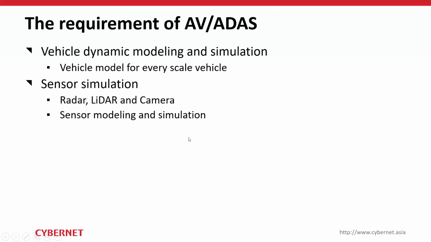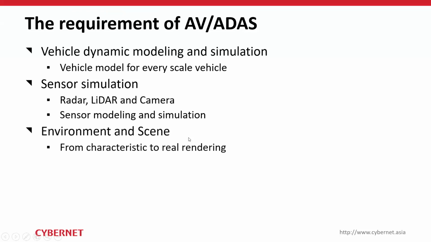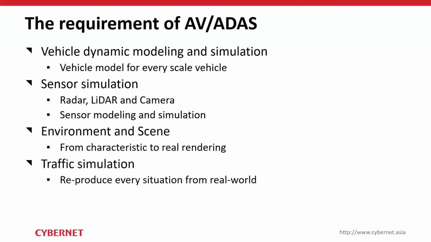The third part is the environment and the scene. We are using more and more high-resolution cameras. The virtual environment should have more and more real environment and scene. The requirement is from characteristic to real rendering. The fourth part is traffic simulation. We have to reproduce every situation from the real world in simulation. The last part is localized elements. We help customers build a localized environment like lane marking and traffic signals. Let's start from the vehicle dynamic modeling and the simulation.